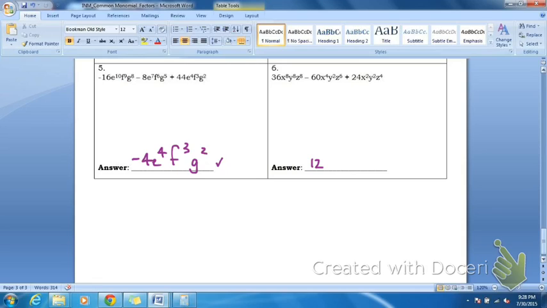So now looking at the x's, we have x squared, and we have y. All three have y, so we're looking at y squared. And z, that'd be z to the fourth power.